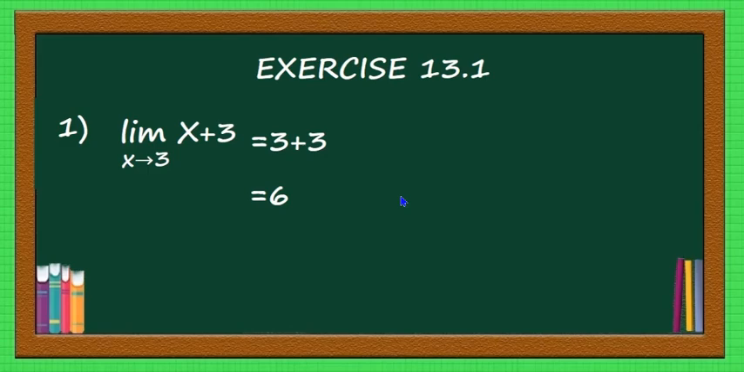We already studied the limit of a polynomial function: if f of x is any polynomial, f of a itself is the limit of the function. Here f of a means put x equal to a. What is a here? a is 3. You can observe x approaches 3. Put x equal to 3 here, and you will get the limit of this.